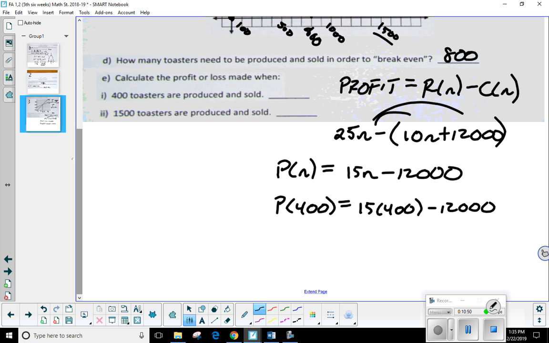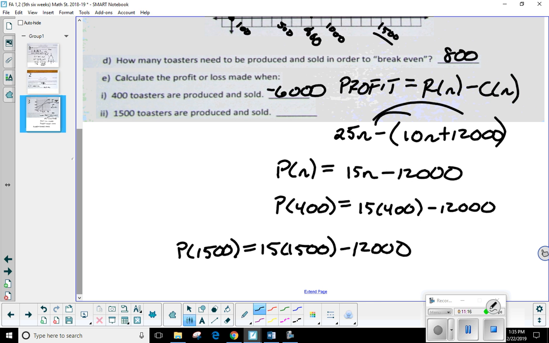So somebody help me out. 15 times 400 minus 12,000. Negative 6,000. Okay. So that means they're still at a loss of $6,000. They have not sold enough toasters yet. Okay. Well, let's see what happens if we go ahead and plug in the 1,500. So P of 1,500. 15 times 1,500 minus 12,000. This one will definitely give them a profit. If they sell 1,500 toasters, what would it be? Getting 10,500.